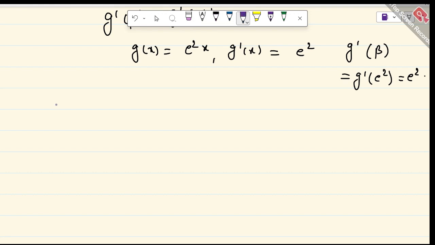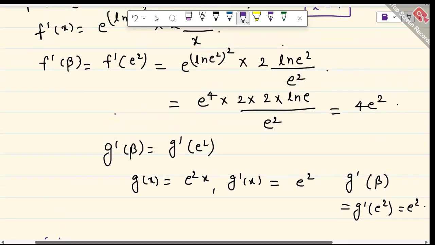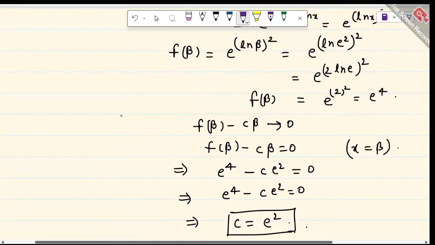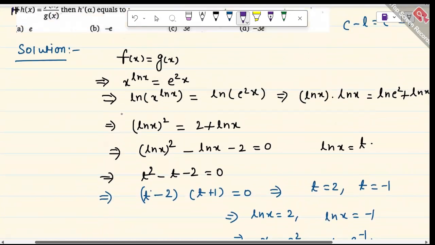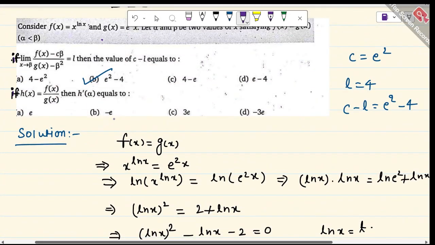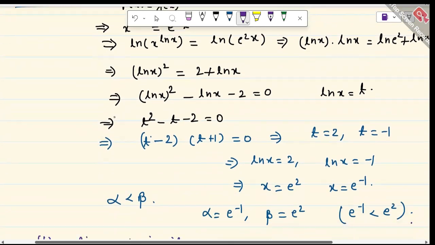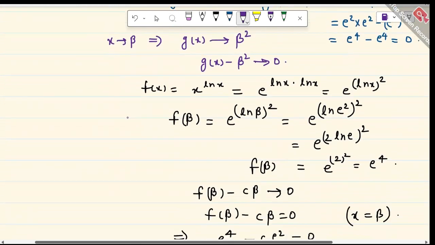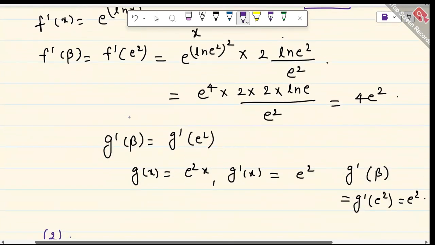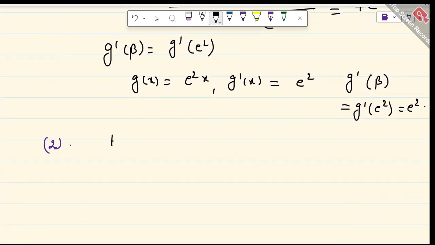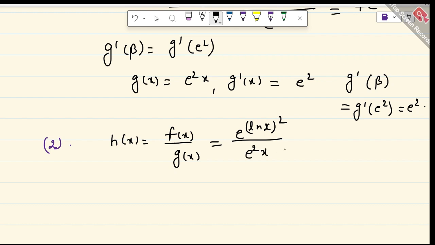What is the second part? In the second part we have to find the value of h'(α), where h(x) equals f(x) over g(x). So h(x) is equal to f(x) over g(x), and f(x) is what? f(x) is e raised to the power (ln x)², and g(x) is equal to e²x.